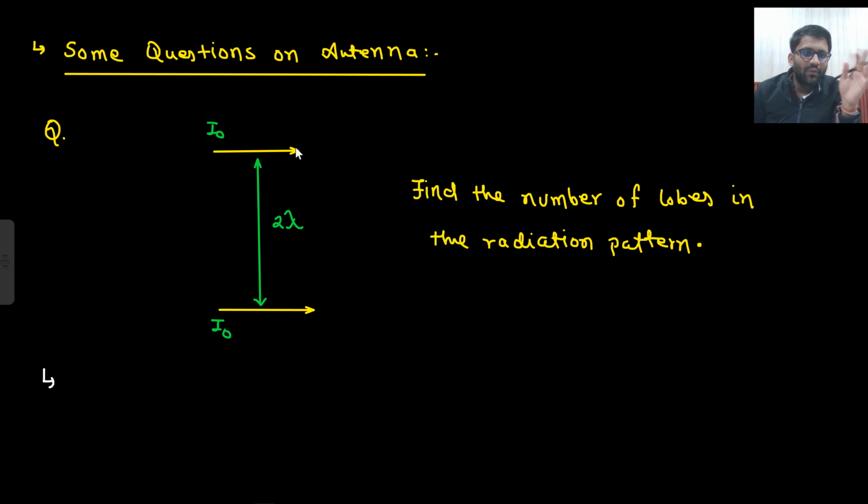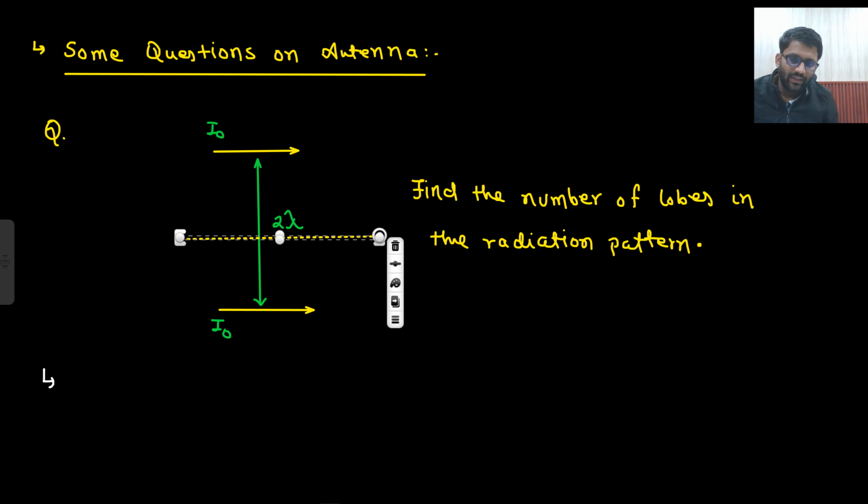What are we going to find? We are going to find only the array factor. We will find the radiation pattern of only the array factor. In that array factor, we will see how many lobes are there. Okay. So let's find the array factor now. So how will I find the array factor? At the origin, in between, I will assume that I have another antenna.